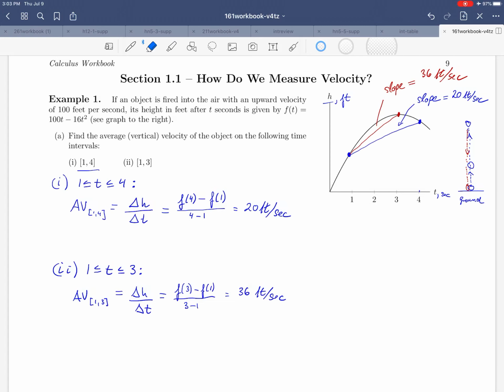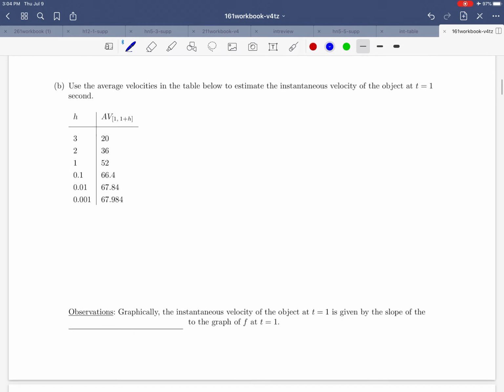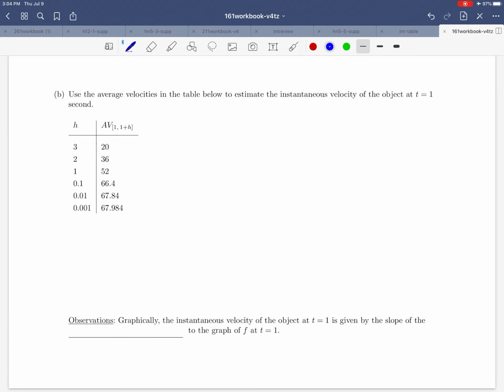We're going to look at the second part of example 1, investigating the velocity of an object that's being fired into the air. In part A, we computed two average velocities of our object. The first one used a time interval from 1 to 4 seconds, and the second one was the average velocity from 1 to 3 seconds. In the second part of this problem, we are asked to use average velocities in the table to estimate the instantaneous velocity of the object at t equals 1 second.